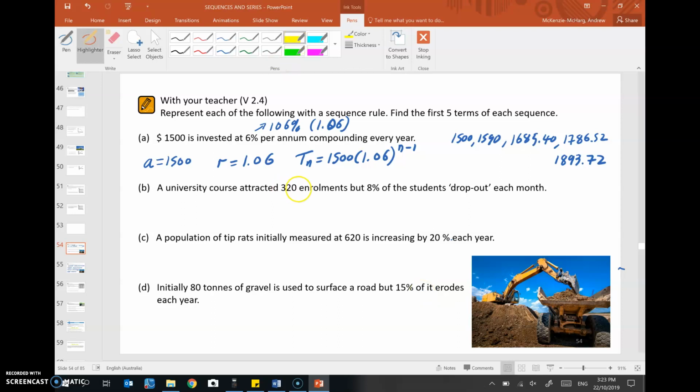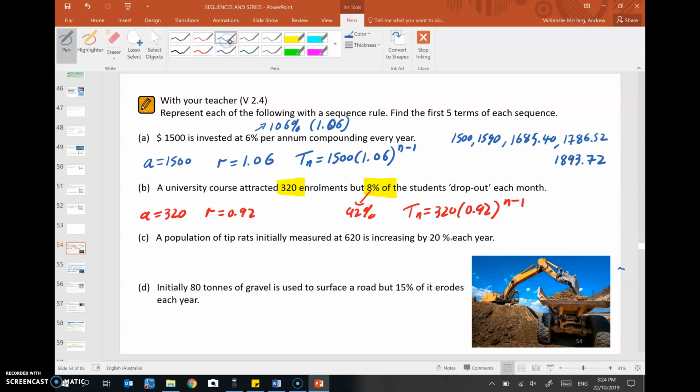Okay, so university course, 320 enrollments, but 8% drop out. Our A value, actually this is a percentage decrease, so I'll switch to red. We start with 320 students. Now this 8%, we subtract that from 100, we get 92%. So our R value is 0.92. That means Tn equals 320 times 0.92 to the n take 1. We'll check those first 5 terms shortly.